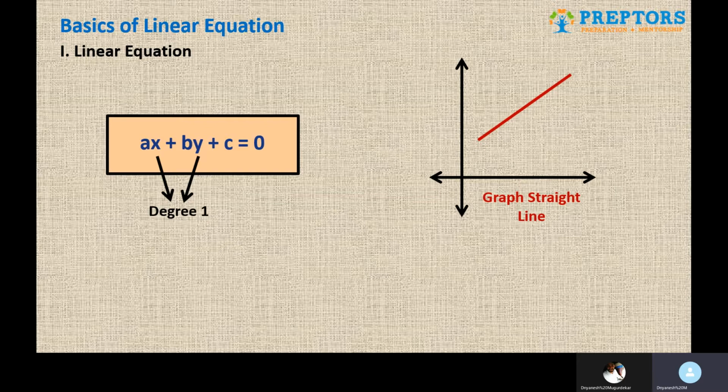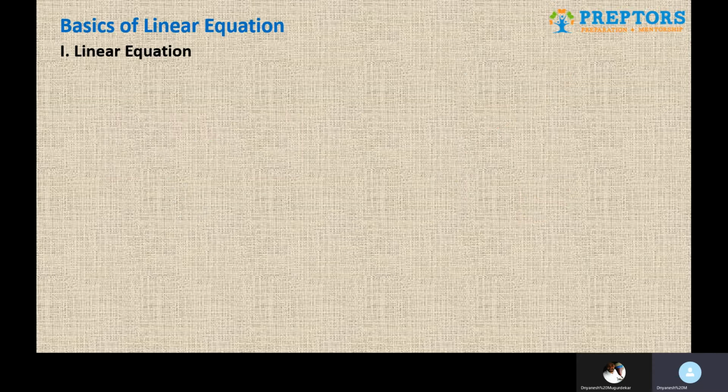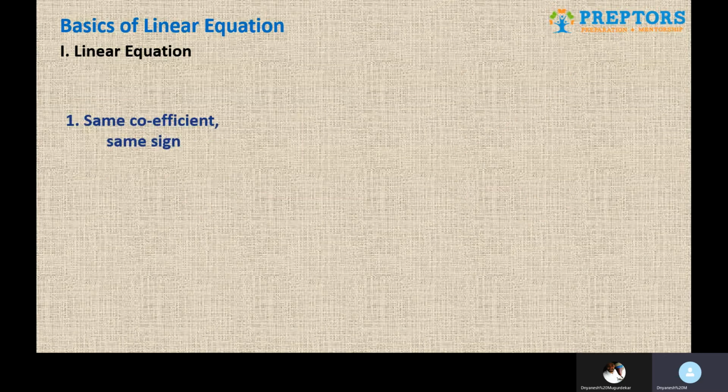Now, since we are done with the basics, the introductory part, let's move on to the more important part, which is how we simplify or solve linear equations. We'll have four categories in that specifically. The first one is this. We are naming it same coefficient, same sign, and you will understand very easily by looking at the equations. You can see the coefficient of y, the value is the same, 3y, 3y, and the sign is also the same, which is plus 3y, plus 3y.